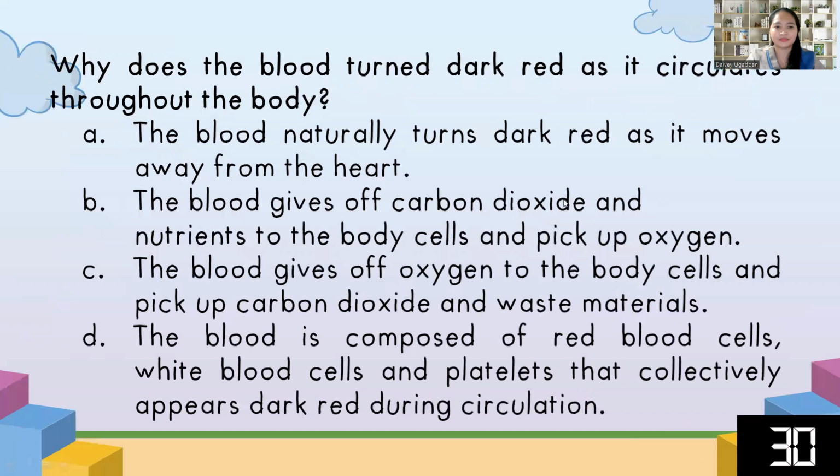Question number 2. Why does the blood turn dark red as it circulates throughout the body? Is it A, the blood naturally turns dark red as it moves away from the heart? B, the blood gives off carbon dioxide and nutrients to the body cells and picks up oxygen? C, the blood gives off oxygen to the body cells and picks up carbon dioxide and waste materials? Or D, the blood is composed of red blood cells, white blood cells, and platelets that collectively appear dark red during circulation? Please key in your answer on the comment section.